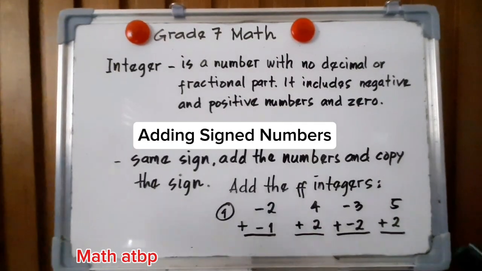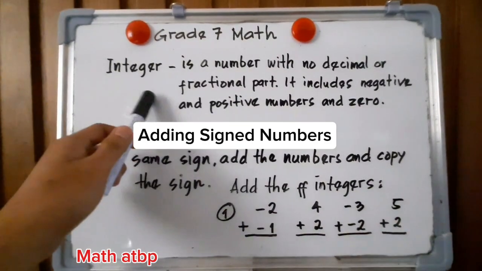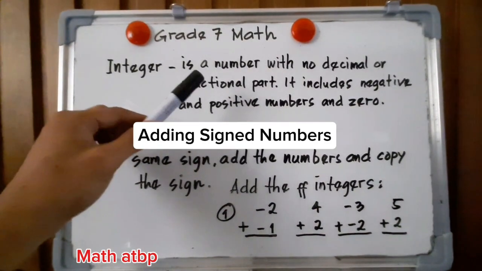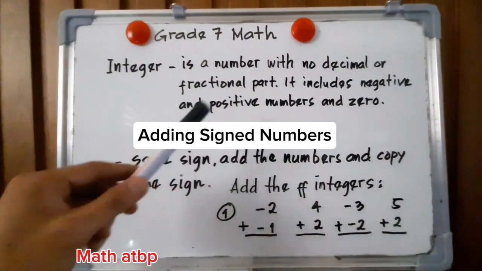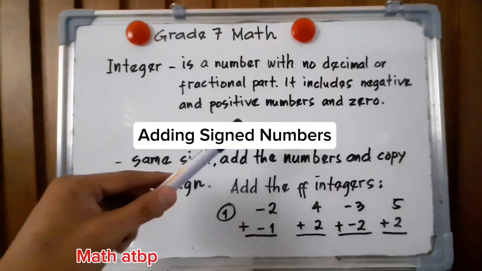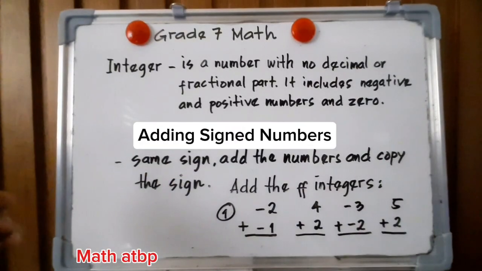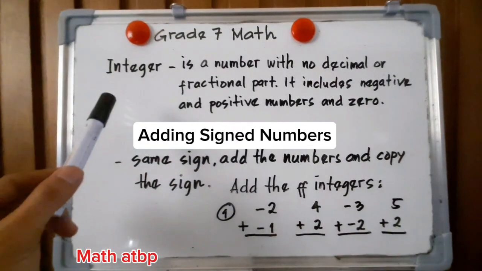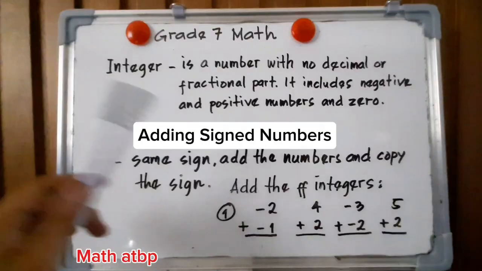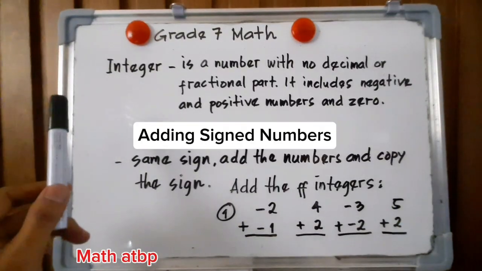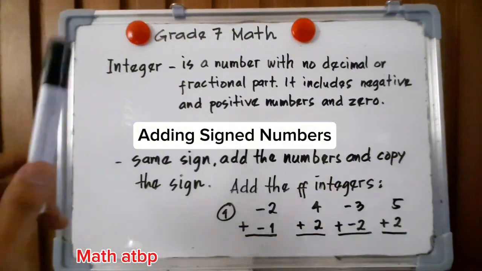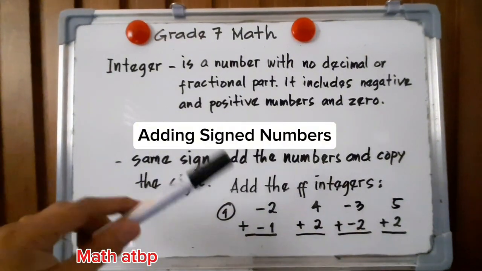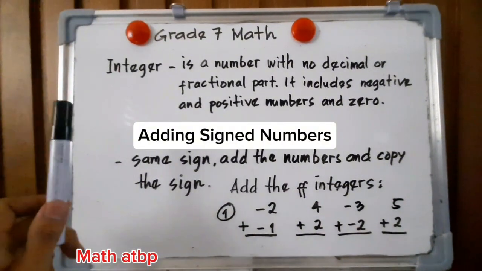Hi, today we'll be discussing integers. An integer is a number with no decimal or fractional part. It includes negative and positive numbers and zero. So that is an integer. Any number with no decimal and no fractional part, whether it is negative or positive, that is an integer. And including zero, that is also an integer.